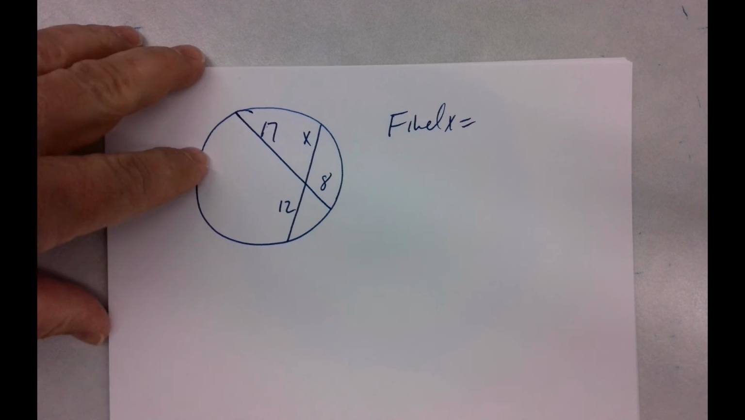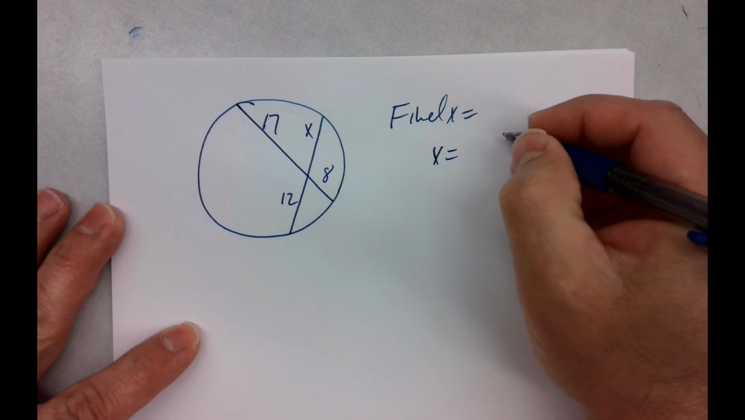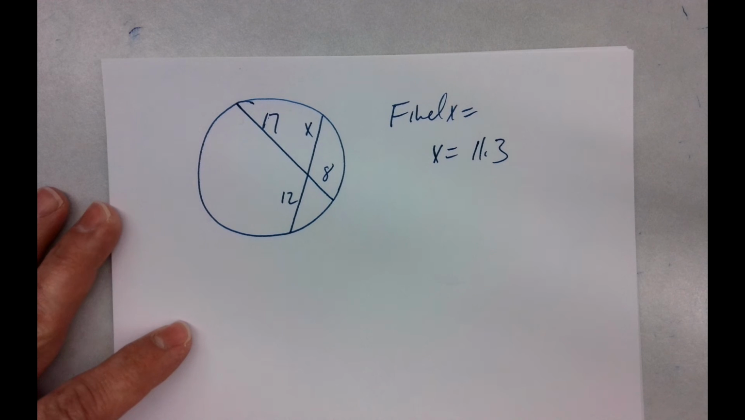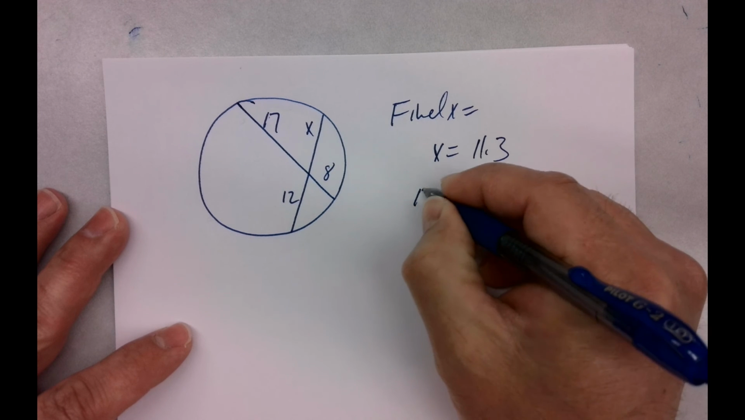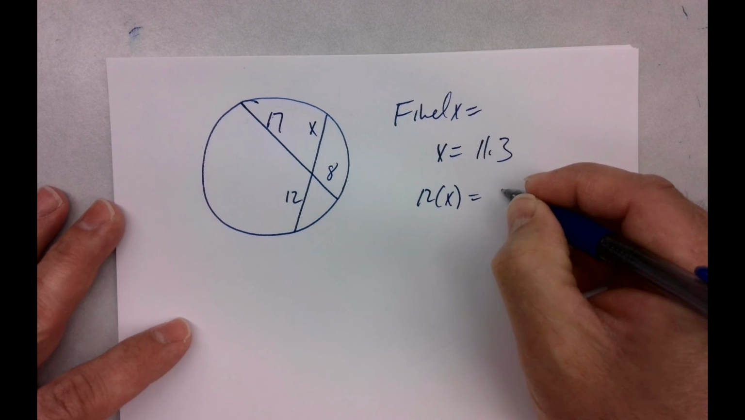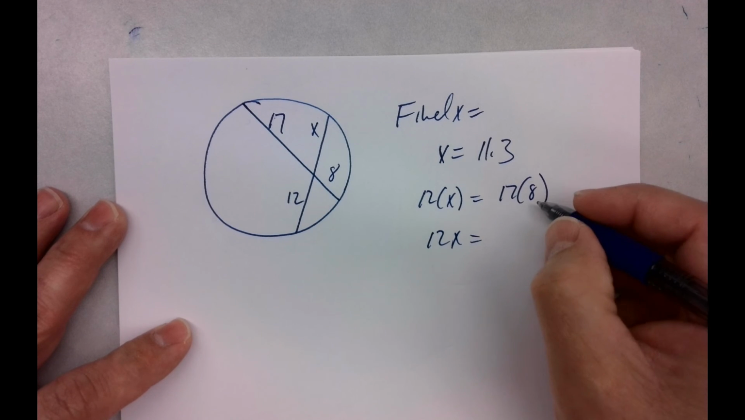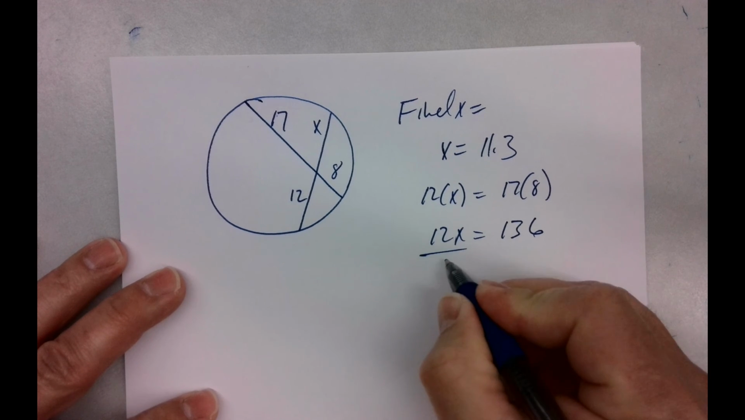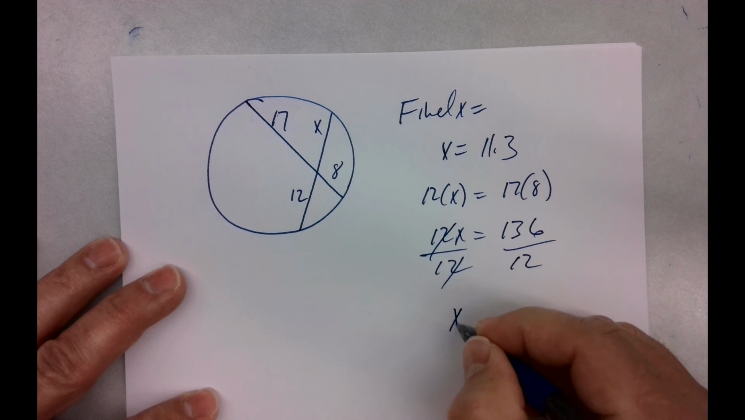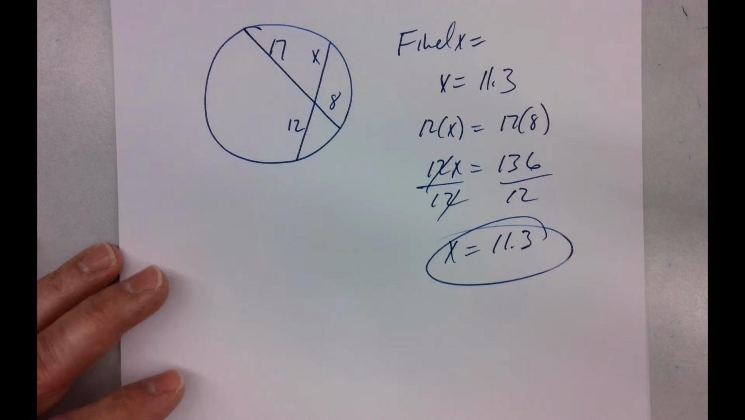All righty, who was 8? What do you got for me, Elliot? 11.3. X is 11.3. Anybody else get 11.3? Yes. Okay. So how'd you do it? I did 12 times x equals 17 times 8, which gives me 12x equals 136. Divide by 12, divide by 12. I get x equals 11.3. Yeah? Okay.